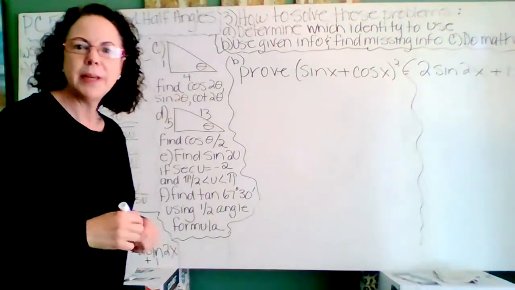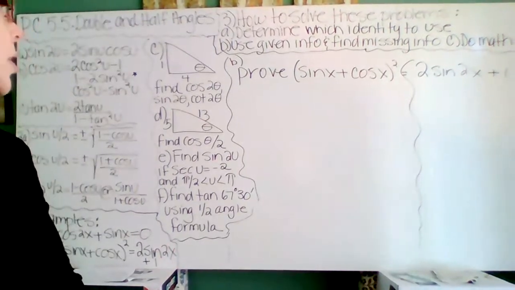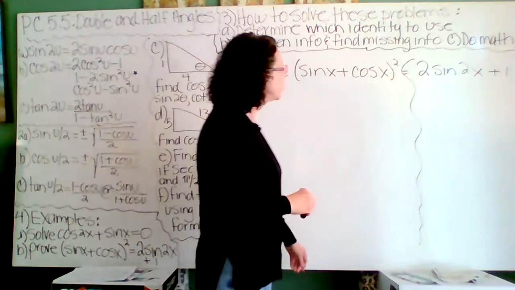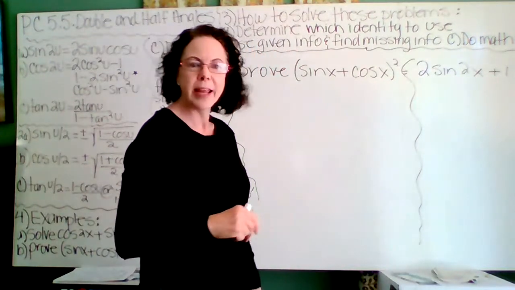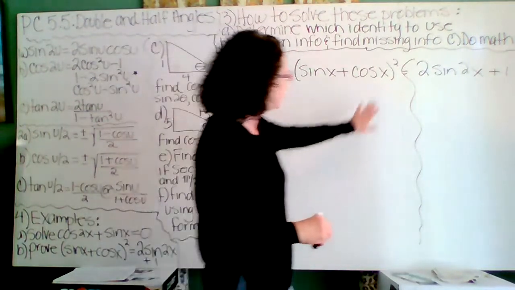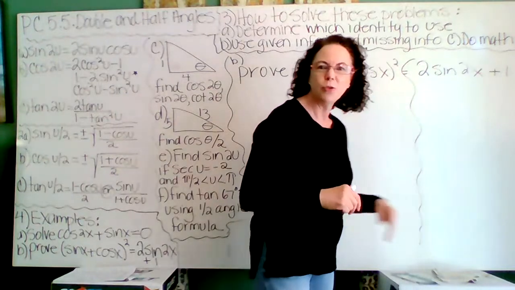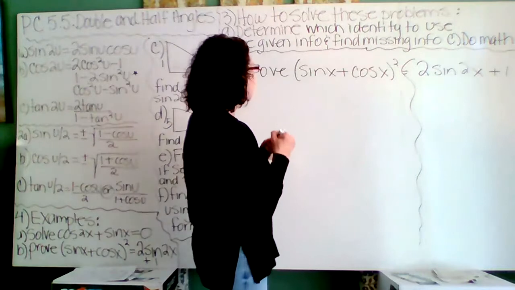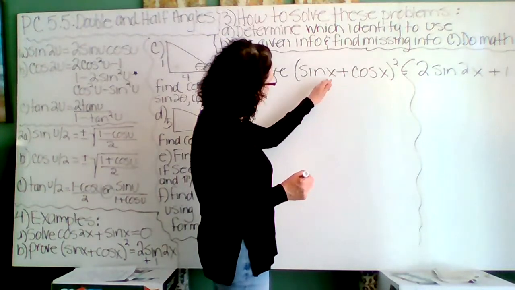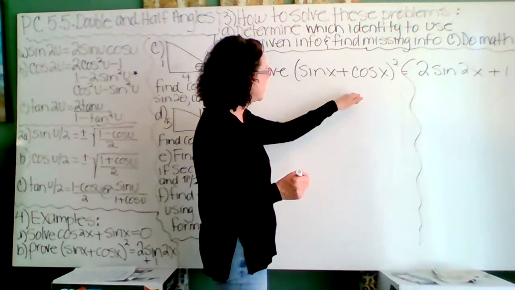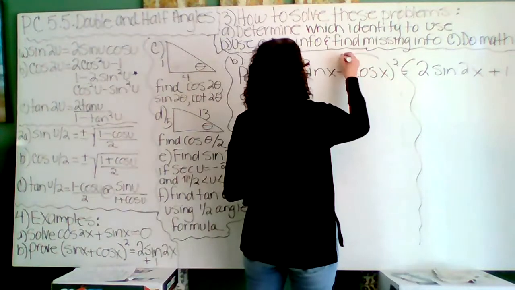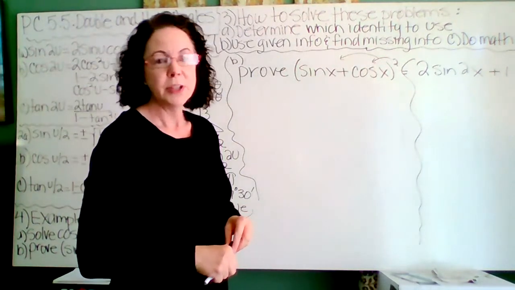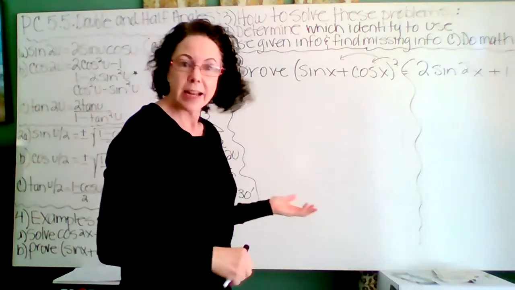All right, problem B, another proof. We're gonna prove that sine plus cosine squared is equal to sine of a double angle plus 1. I drew my squiggly line. I cannot cross over these 2 sides here. Please understand that sine of x plus cosine of x, when you square it, is not sine squared plus cosine squared, which is 1. That is not true.